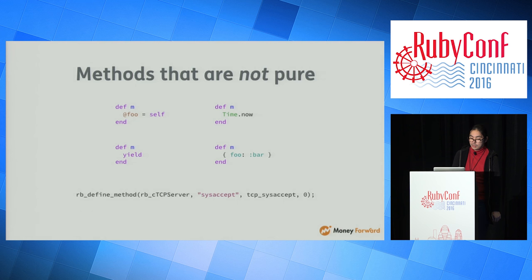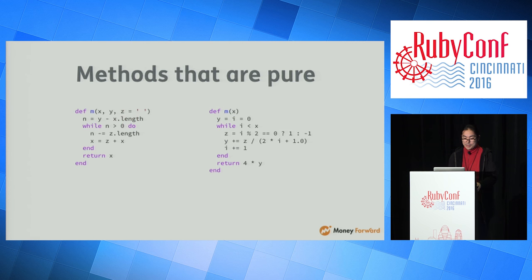So given so many kinds of methods that cannot be eliminated, is there any method that's actually pure? Yes, there is. For instance, these two. They are selected to be non-minimal, non-trivial examples, so there might be other methods that can be pure. The left one is the infamous left-pad algorithm, which pads a string to another. And the right one seems to be some kind of numeric algorithm, but it's in fact called the Leibniz formula that returns a value of pi. These methods are written in pure Ruby and have no side effects, so they are pure.